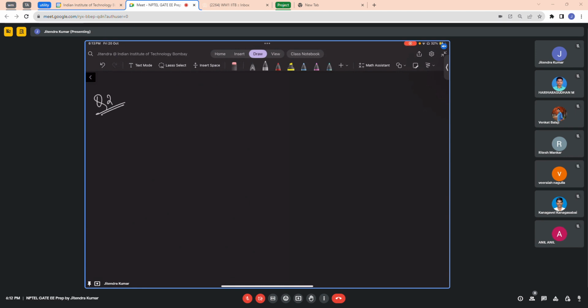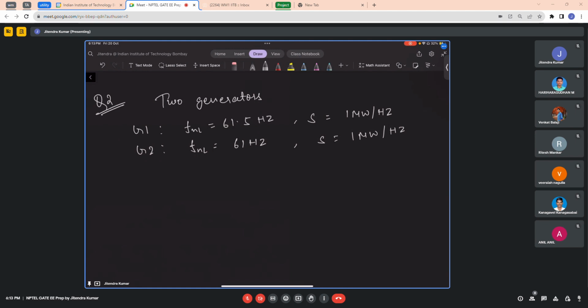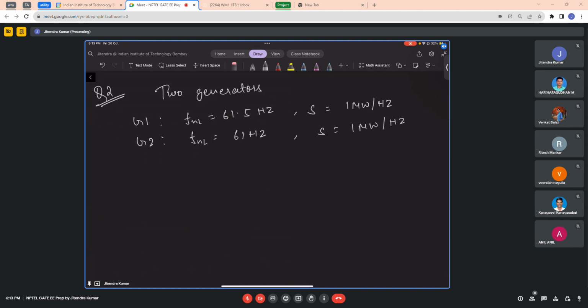So now we are having two generators supplying a load. Okay, so generator 1 is operating at no load frequency of 61.5 hertz, and its slope is 1 megawatt per hertz. Similarly, generator 2 has no load frequency of 61 hertz, and its slope is again 1 megawatt per hertz. Now, the total power these two generators are supplying is equal to 2.5 megawatt at 0.8 power factor lagging.